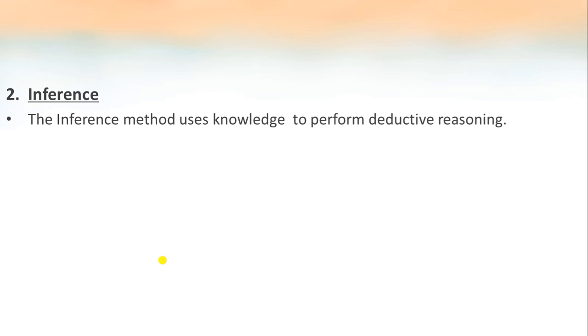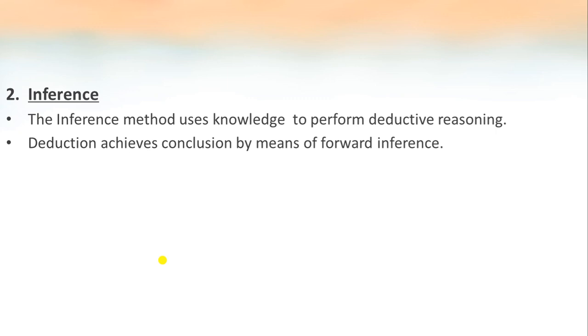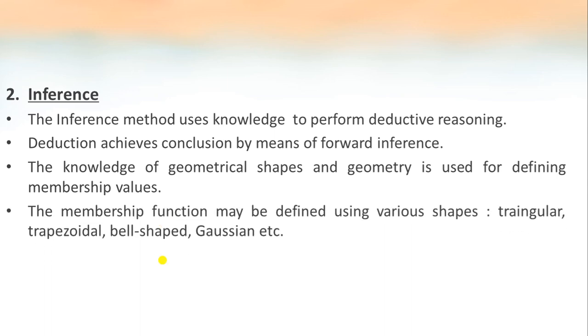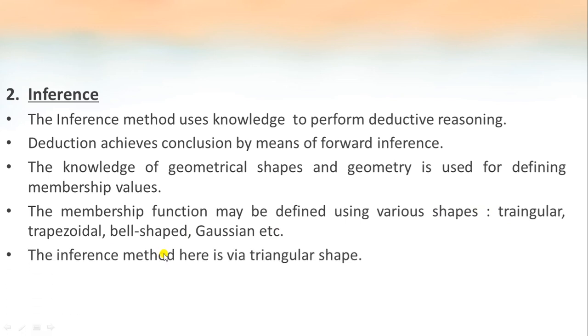Next is inference. This method uses knowledge to perform deductive reasoning, and conclusions will be derived by means of forward inference. The knowledge of geometrical shapes and geometry is used for defining the membership values. This membership function may be defined using various shapes like triangular, trapezoidal, bell-shaped, Gaussian, etc. Here for the inference method we use a triangular shape for defining the membership function.